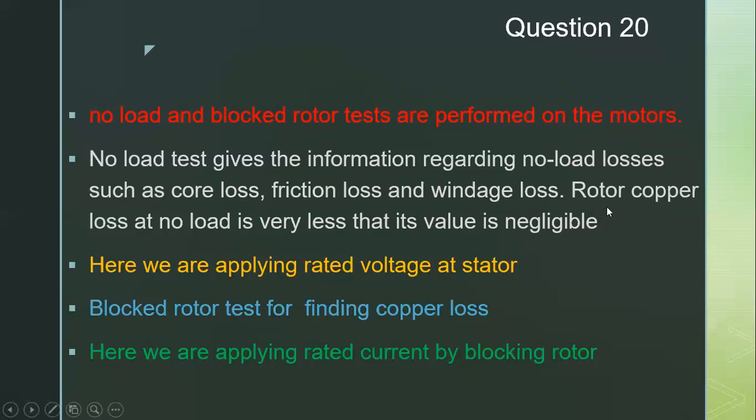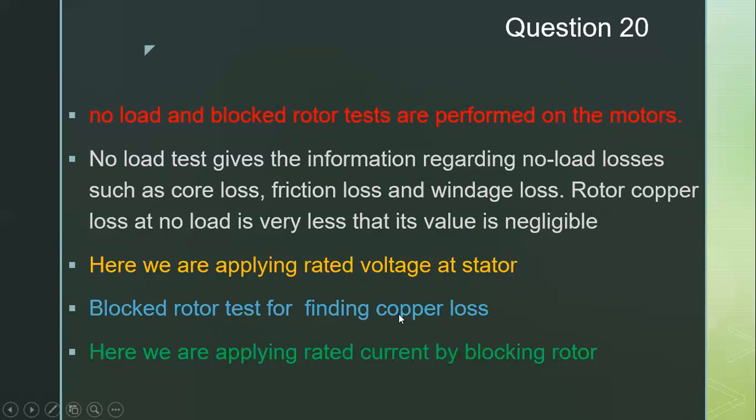The core loss, friction loss, and windage loss are constant for the motor. The rotor copper loss at no load is very small. Copper loss means I squared R loss. In the no load condition I is very small, so we are neglecting the rotor copper loss in the no load condition. In the no load test, we are applying the rated voltage to the stator, and the rotor will be open. So we are applying the rated voltage.